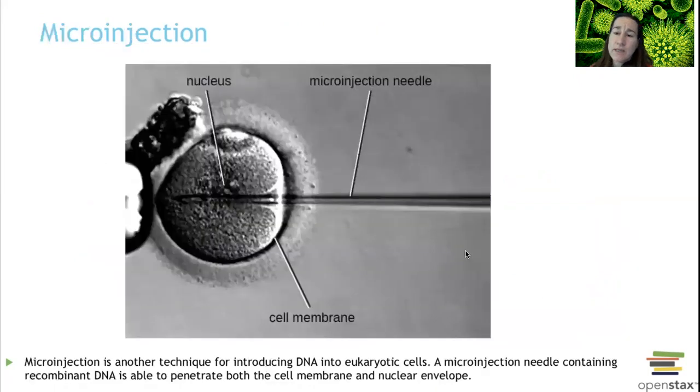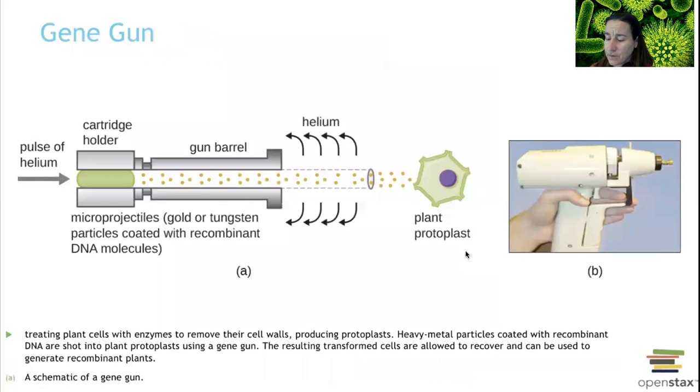We can manually inject it with a micro glass pipette. So you can put that bad boy in there. Sometimes you will see this image, and this makes me think about artificial insemination, where you have the sperm and the nucleus is being injected into the egg cell. That is microinjection with a glass pipette.